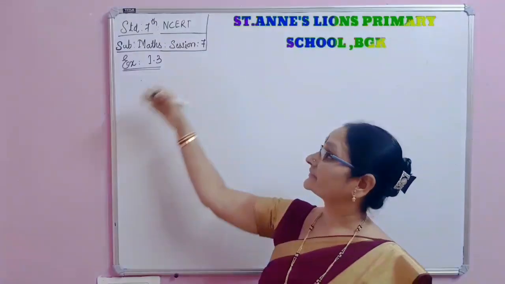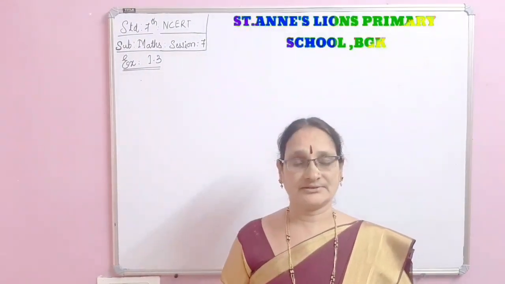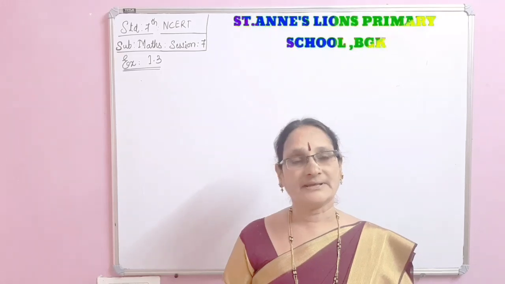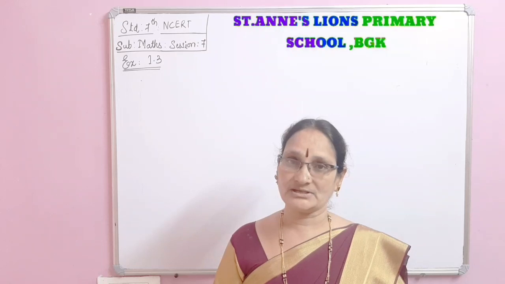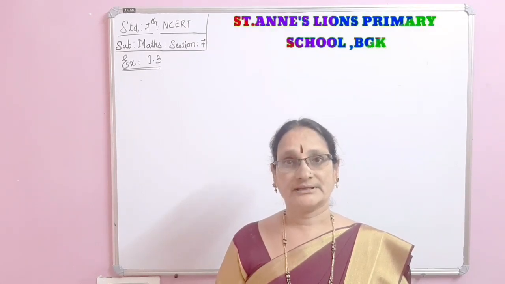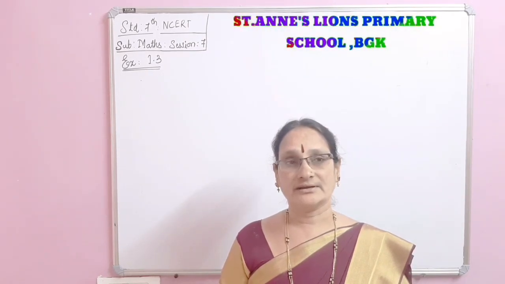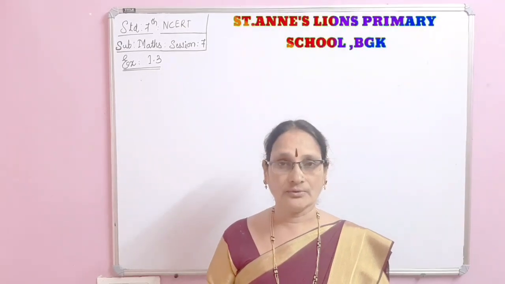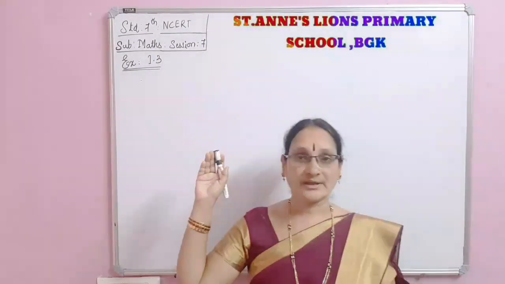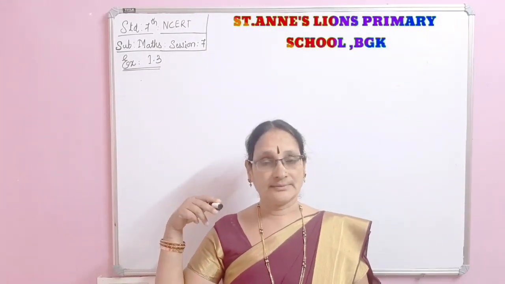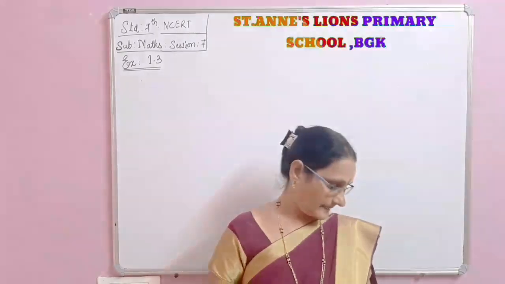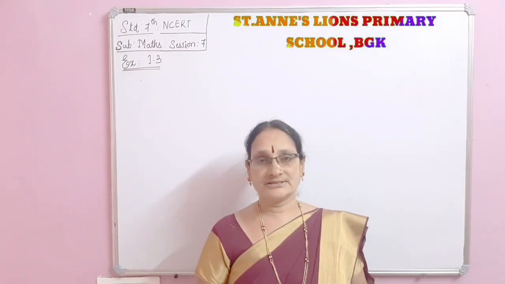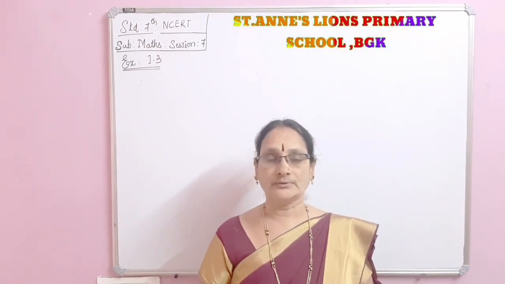Session 7. In the previous class, you have learnt multiplication of integers. In that, the properties of multiplication of integers you have learnt: commutativity, associativity, distributive property, additive identity. All these things you have learnt. Now exercise 1.3, I am going to solve on the basis of all those points you have learnt in the previous class.